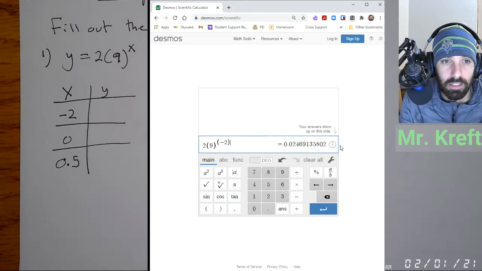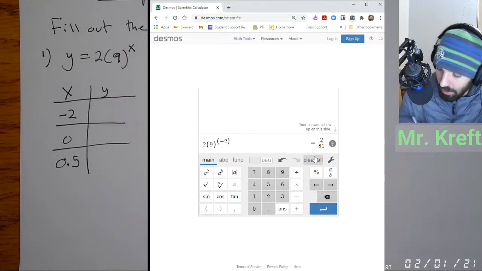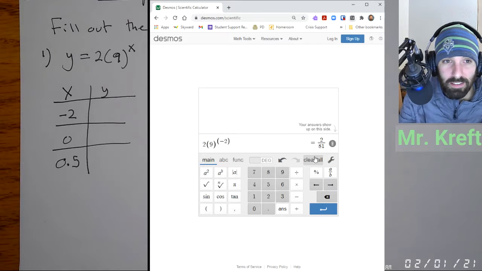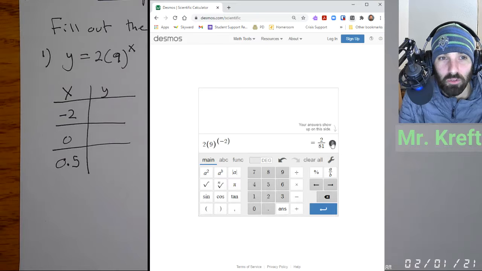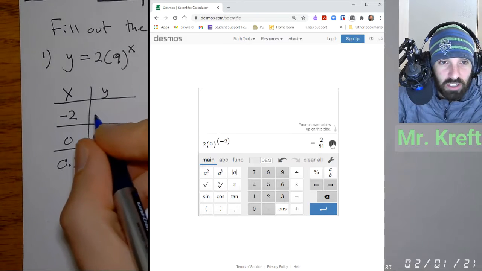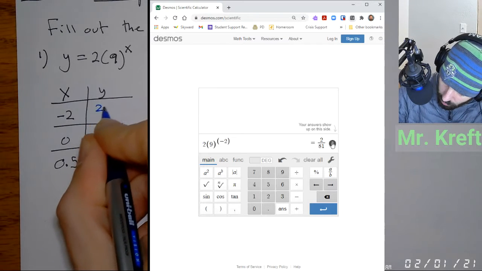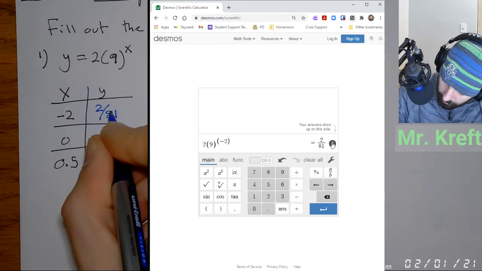So, that's not a very nice looking number. Let's see if I can hit to the fraction. I'm going to use the fractions because if you look at the decimal, I don't want to have to round that. So I'm just going to write this as a fraction. It's just a lot easier to handle. So this is 2/81.